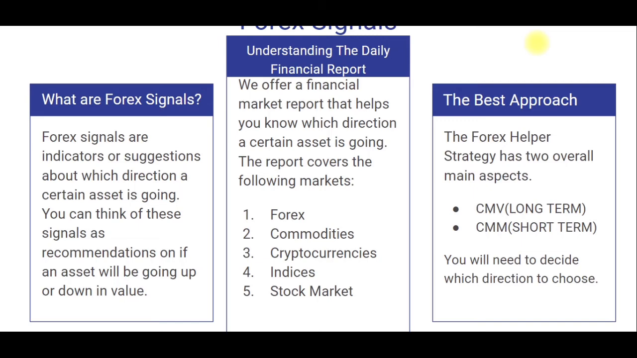Again, I did say that I will be talking specifically from the standpoint of the Forex Helper strategy. With the Forex Helper strategy, you'll find that there are two key elements. We have the current market value, which is the long-term aspect of the strategy, and we also have the current market movement, which is the short-term aspect. And also, just real quick, we do cover 5 different financial markets. These are the financial markets that are covered in the daily financial market report.